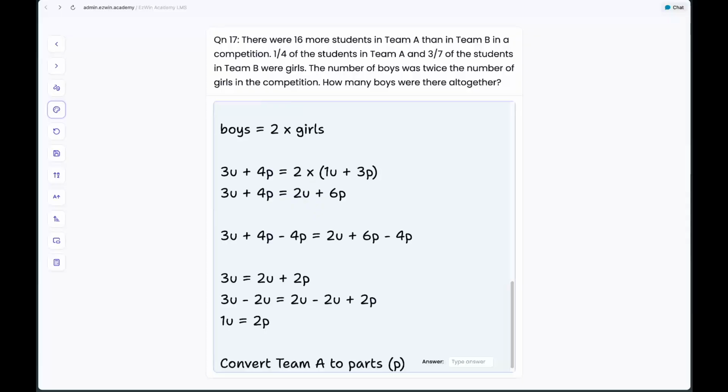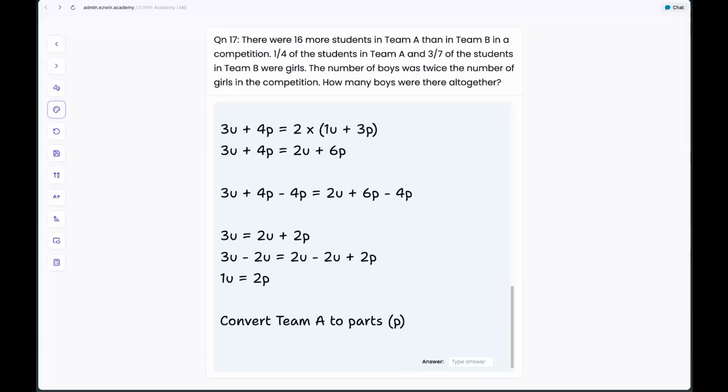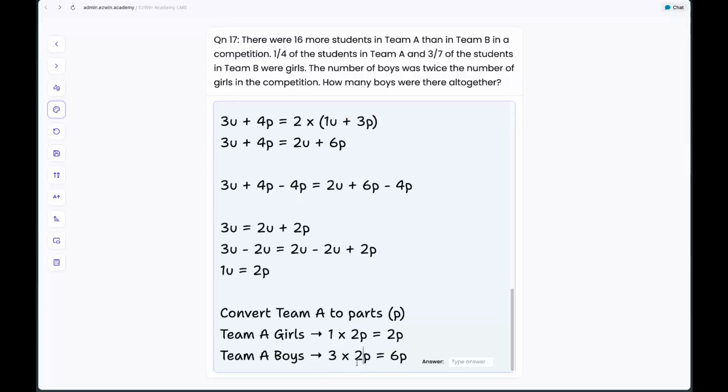So then that means we can convert Team A to parts, because they are using units. So Team A converted to parts. That means for Team A girls, since they have 1 unit, it is 1 times 2 parts, because 1 unit is 2 parts. Team A boys will then be 3 units multiplied by 2 parts. This will give us 6 parts.